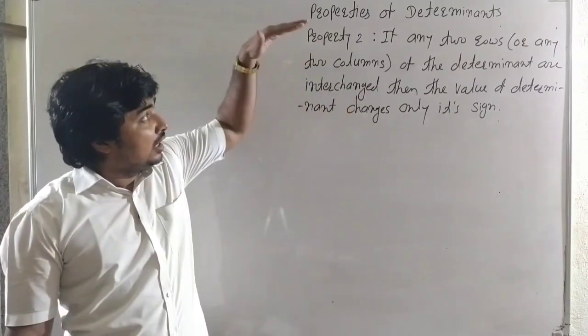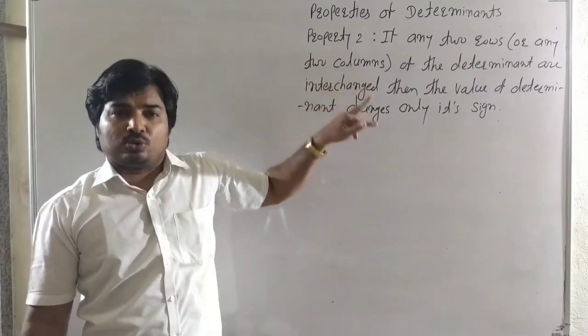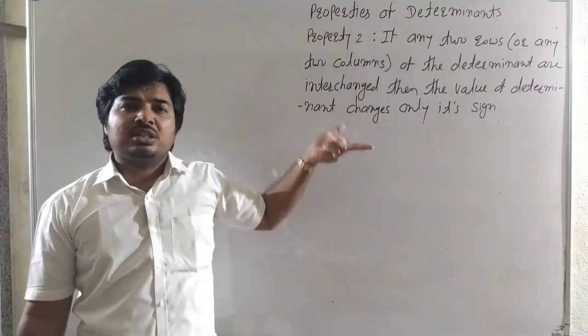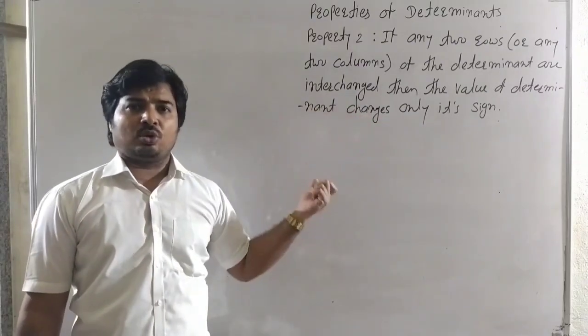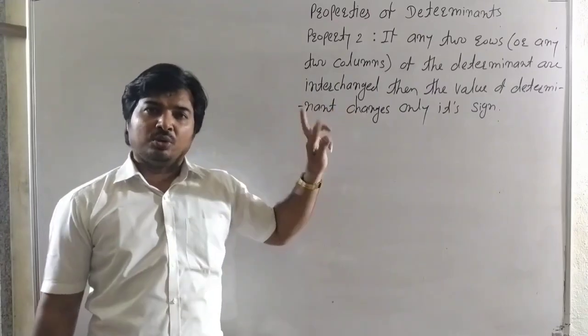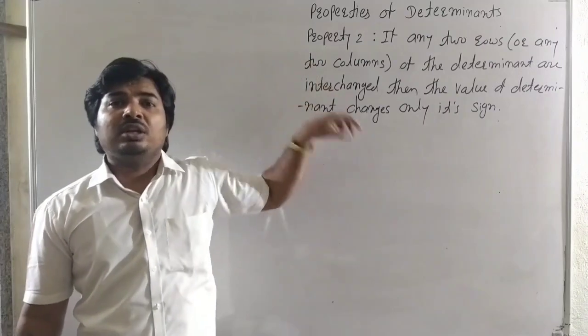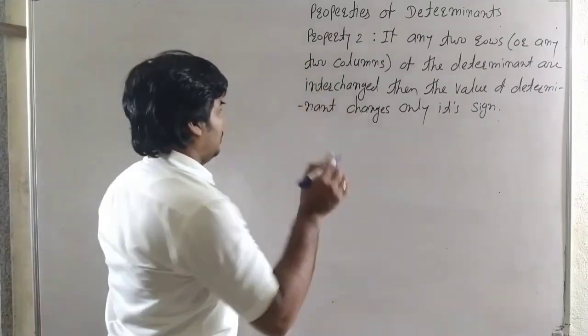But here, if we interchange any two rows, there are three rows, row 1, row 2 and row 3, or any two columns, C1, C2, C3 are the three columns, then the value of the determinant changes only in its sign. Here we see one example.